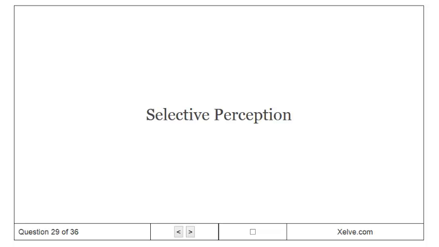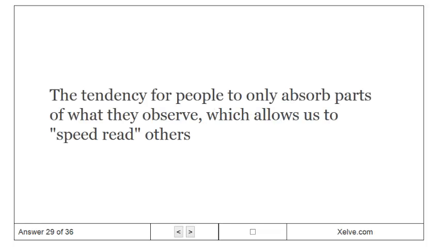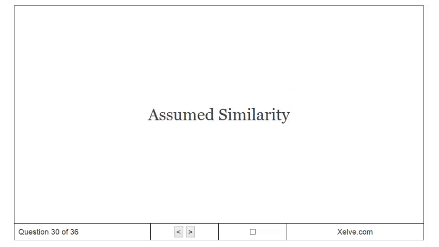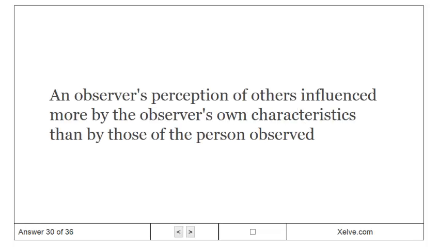Selective perception. The tendency for people to only absorb parts of what they observe, which allows us to speed read others. Assumed similarity. An observer's perception of others influenced more by the observer's own characteristics than by those of the person observed.